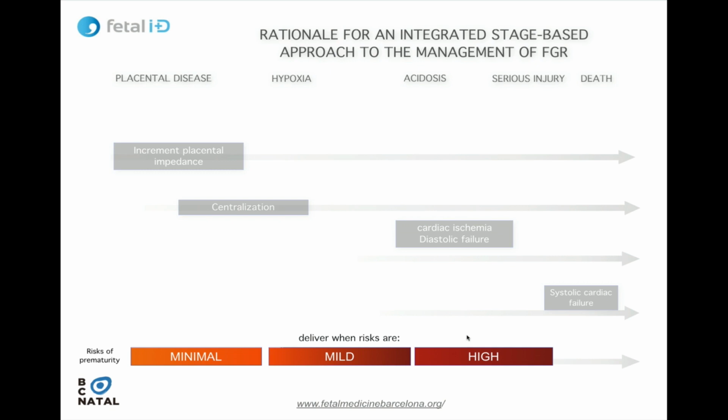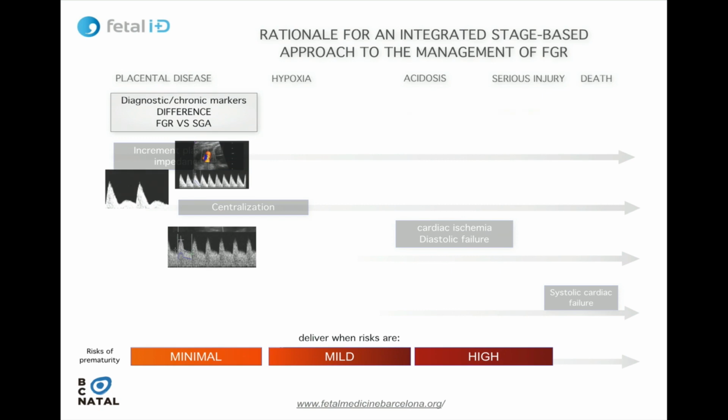How serious is the risk of this baby dying in utero? How serious is the risk if I take it out? If I deliver when the baby was not going to die at 29, 30 weeks, I might be making a big mistake. And we have good studies showing this concept. So we need to understand that.